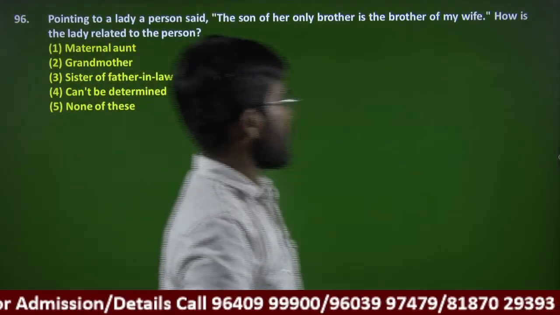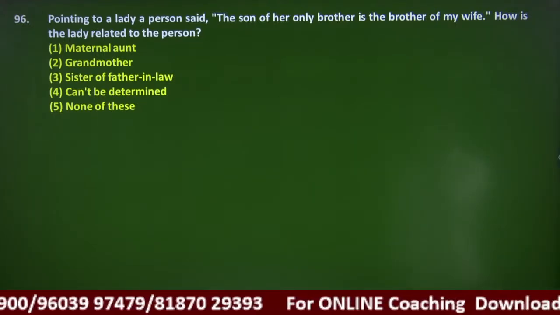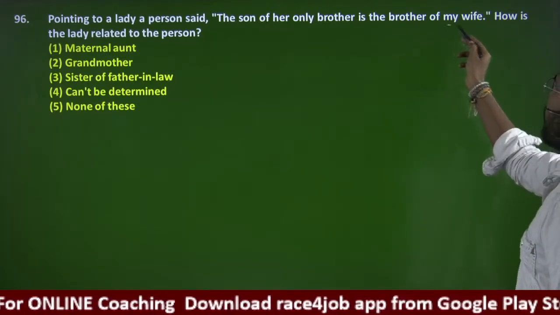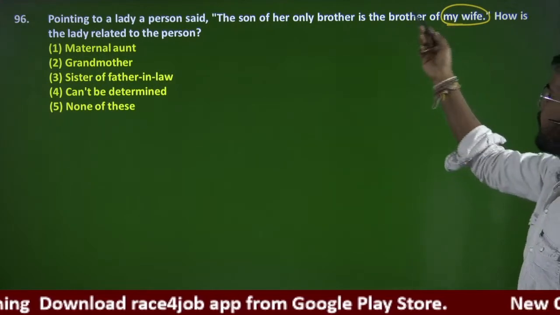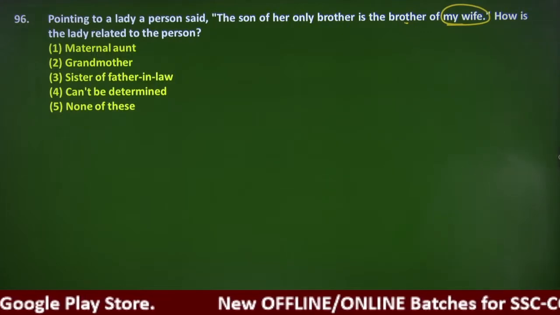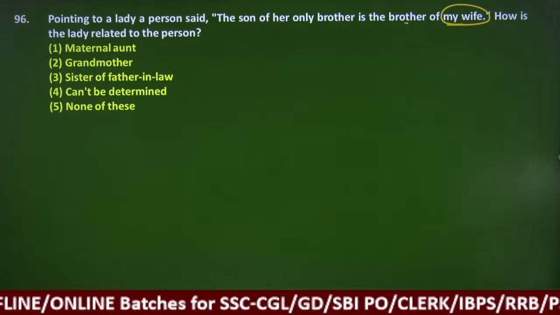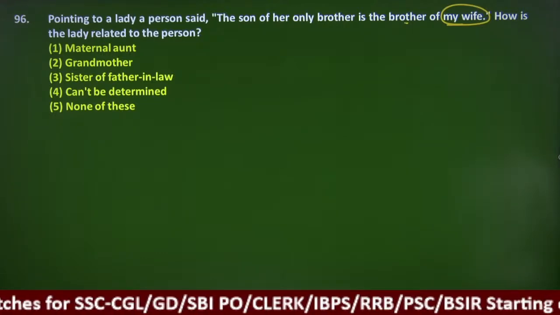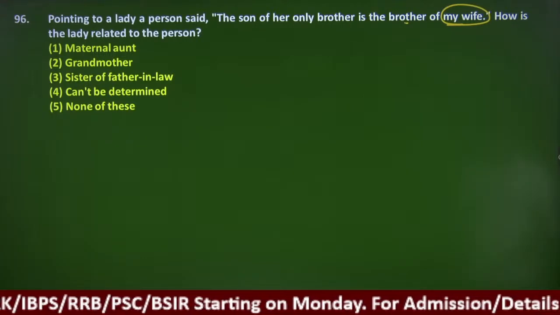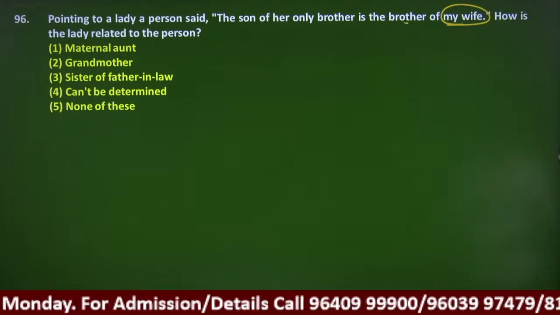Okay, pointing to a lady, a person said the son of her only brother is the brother of my wife. Ante emi reverse chadavali, my wife ante ma wife vala brother yokka only brother son, the son of her only brother is the brother of my wife. Ante emi ma wife vala brother nak em avtaru, brother in law avtaru. The son of lady's brother is brother in law of the person. Ippudu the brother of the lady is the father in law of the person.